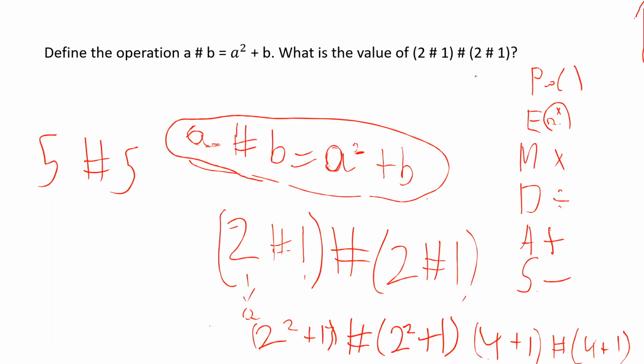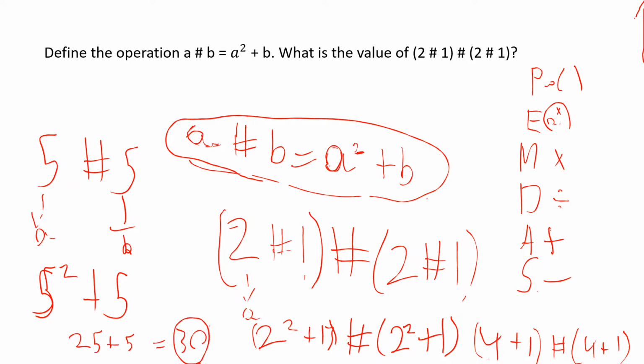So if this is a, 5 is a, and this is b, wouldn't this be equal to 5 squared plus 5? Am I right? This would probably be equal to 5 squared plus 5. So 5 squared, as we know, is 25 plus 5, 30. Here we are. That's 30. The answer to this is 30.